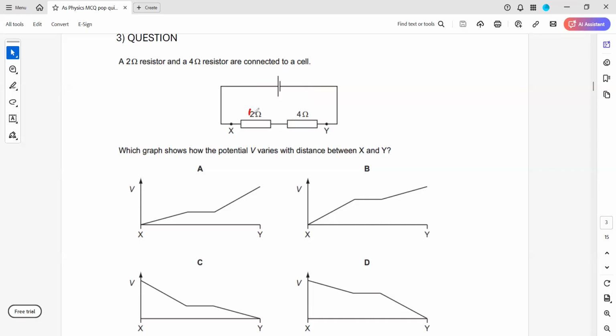And if this was a 4 ohm first and this is 2 ohms, in that case what will happen if it's a 10-volt supply? It will have 10, and here it will have 3.33, and here it will have 0. So in that case, in the beginning, it will drop greater and then smaller. This will be the drop across the 4 ohm, and this will be the drop across the 2 ohm. But the potential always decreases when the charges move through a circuit or any component. They lose energy when they are moving.